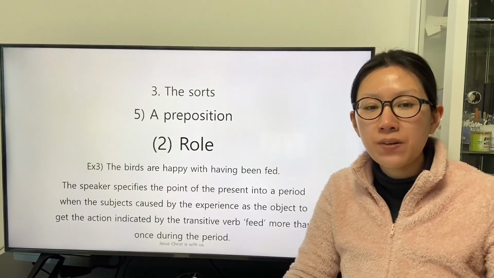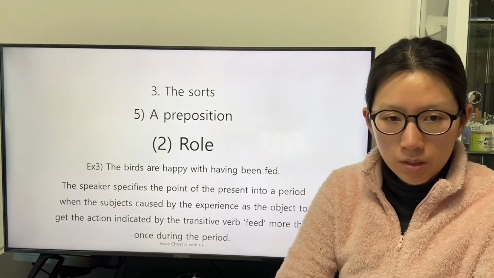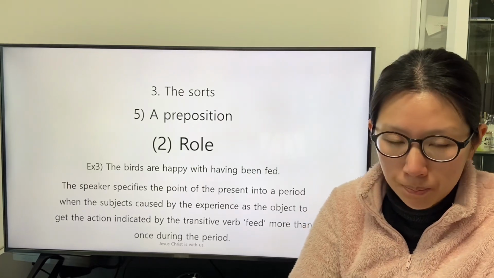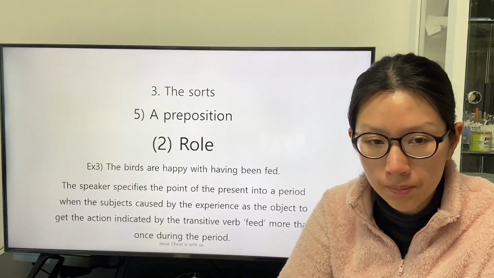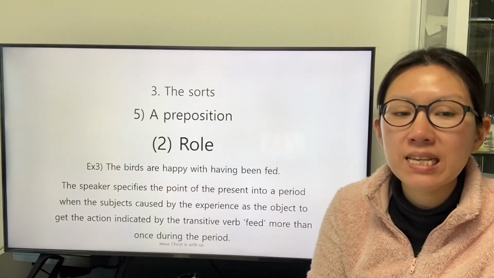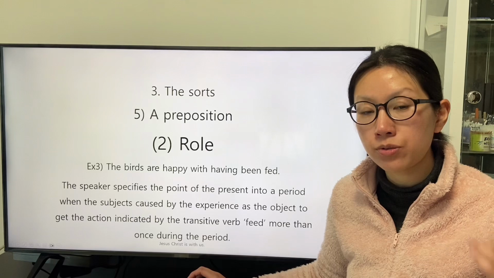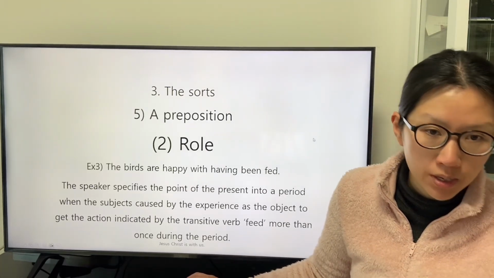The speaker specifies the point of the present into a period and the subject caused by the experience as the object to get the action indicated by the transitive verb feed more than once during the period.